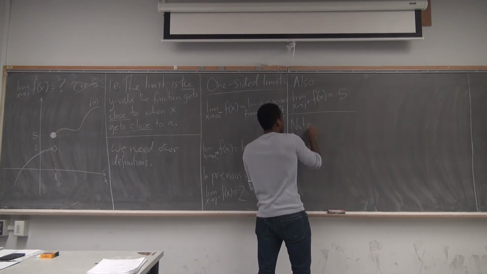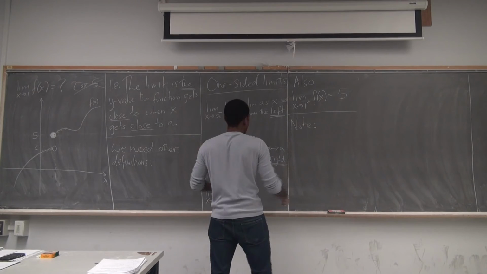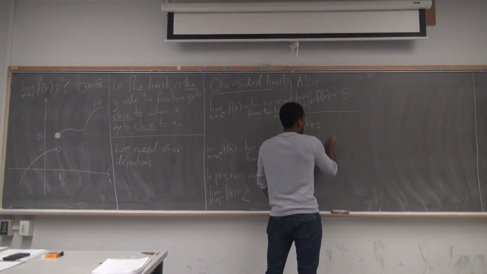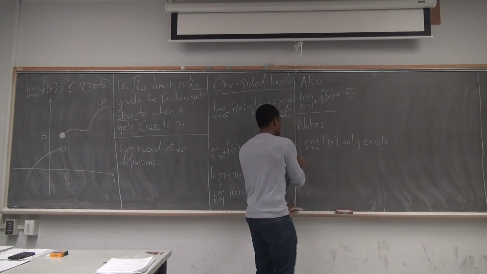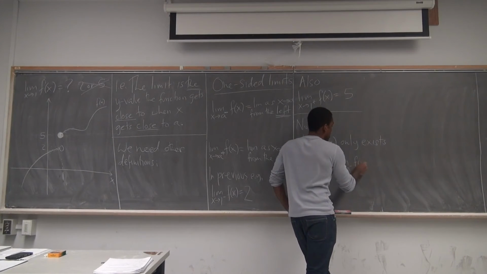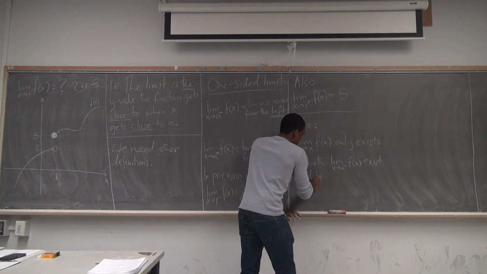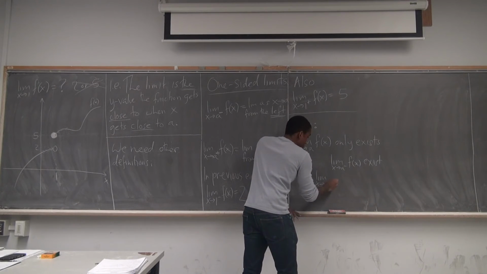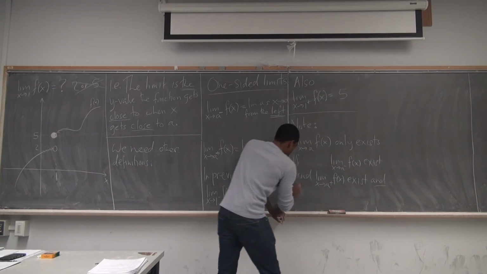Note, and here's how we get the uniqueness of a limit, just the overall limit. The limit as x approaches a of f of x only exists, right? It only has an answer if both the limit as x approaches a from the left of f of x exists and the limit as x approaches a from the right of f of x exists and they are the same.